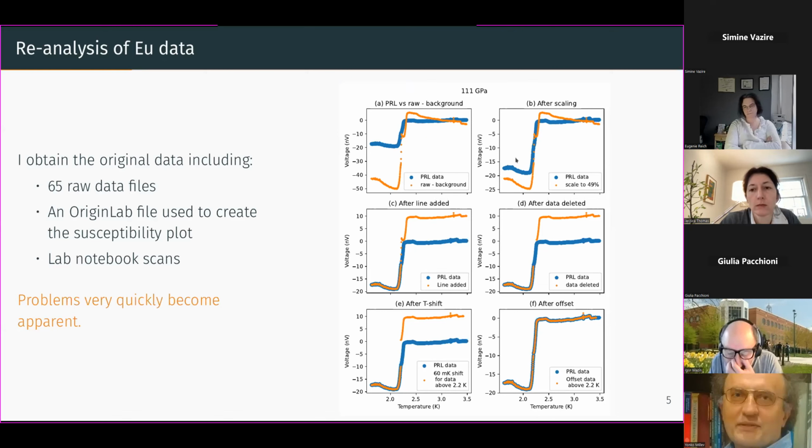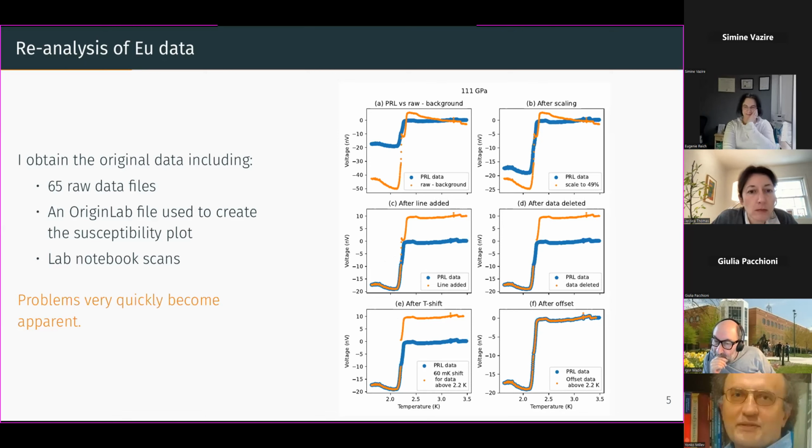So the first step is you scale the transition to 49% of its initial amplitude. You then subtract a line from that data. Now we can see that this portion of the data lines up. I'm modifying the orange data step by step to get to the blue data. So we line up down here, but there's still this area of disagreement. So next you have to delete that data, that little blip there. And then you have to take just this higher temperature portion of the data, shift it down by 60 millikelvin, and then subtract a constant from that to get to this data. Now you get perfect agreement.